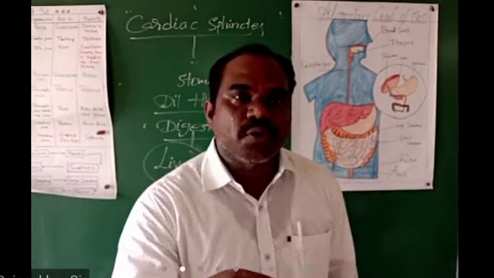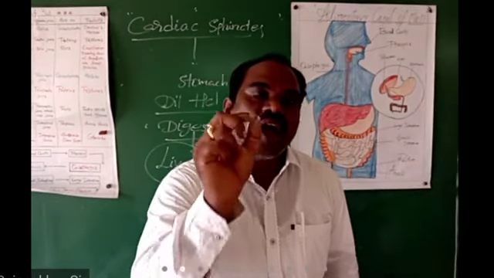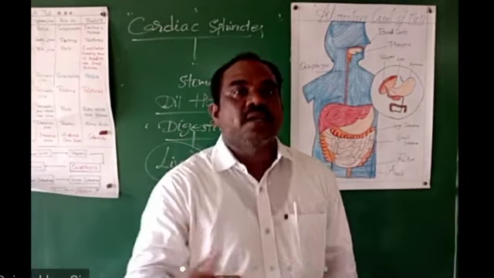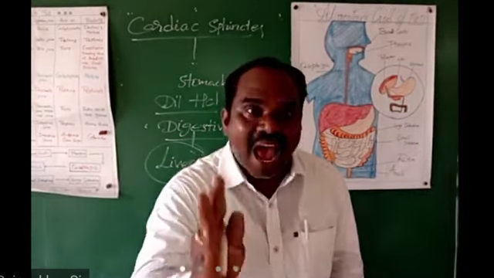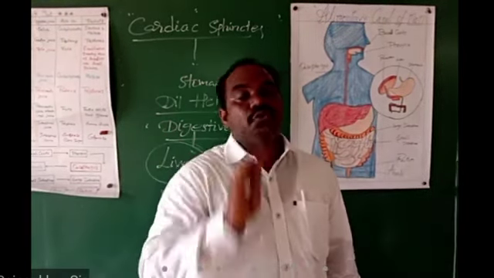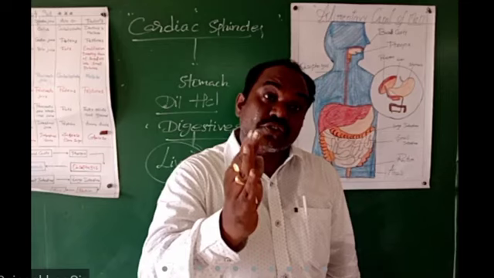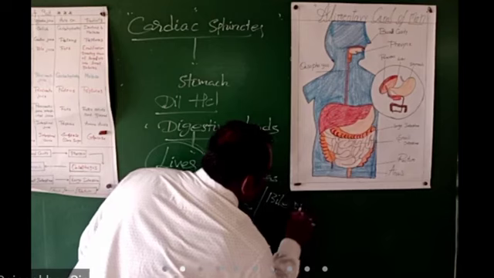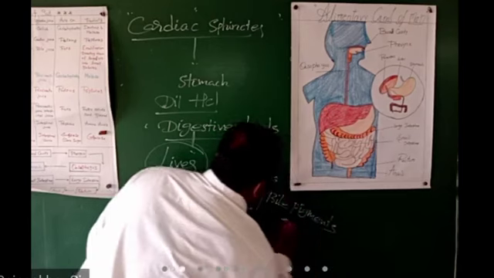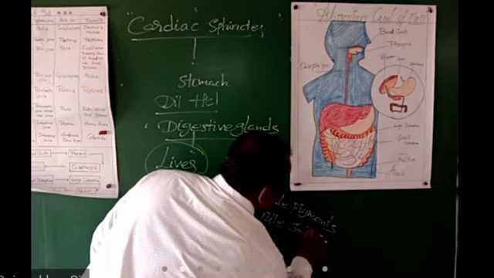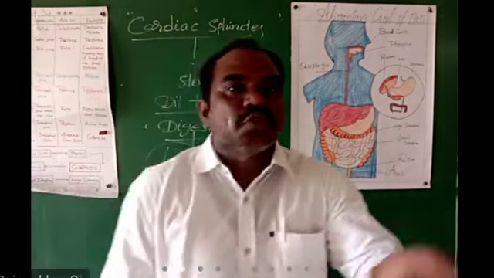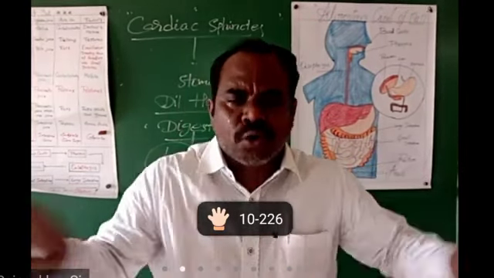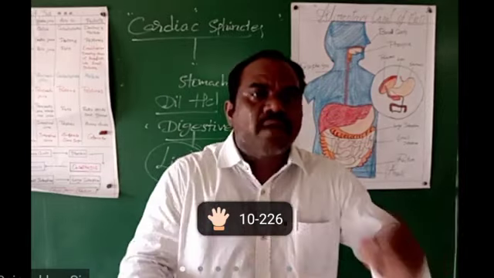From the examination point of view, these are half mark questions. What is the largest gland of our body? Liver. Liver secretes bile juice, which has no enzymes. Bile juice contains bile pigments and bile salts, but there are no enzymes in the bile juice.